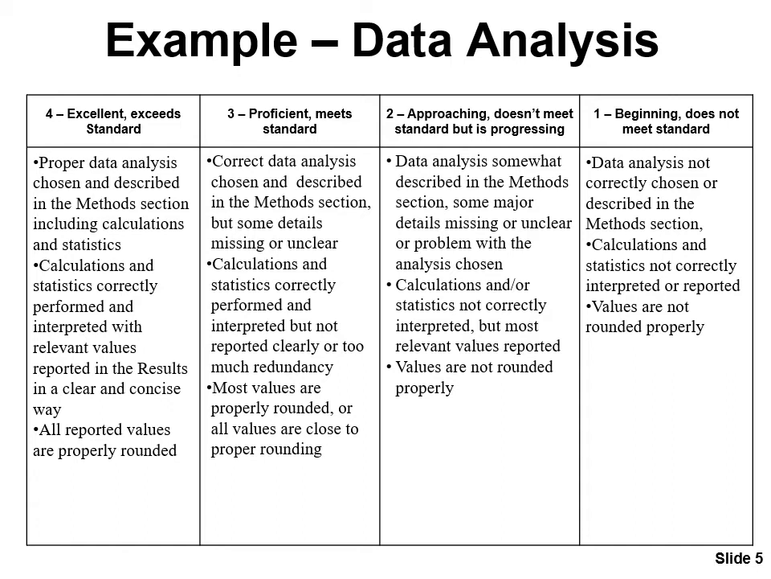But in general, like I said, the excellent is like nothing wrong. And then almost excellent is very minor, and then proficient is pretty good, but maybe a bunch of smaller mistakes or one big mistake kind of thing. And then an approaching is much larger problems. And then beginning is really not understanding, in this case, how to do the data analysis, not picking the right one, not doing it correctly, not interpreting correctly, and not rounding the values properly.